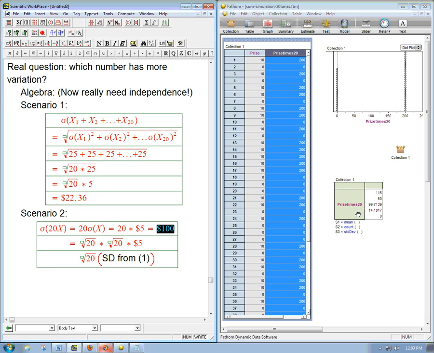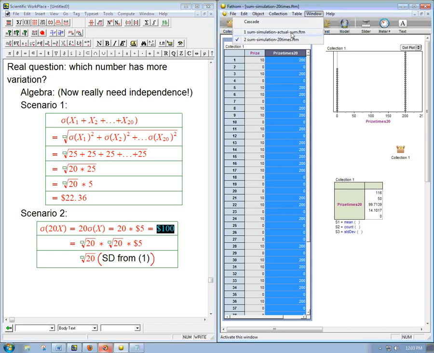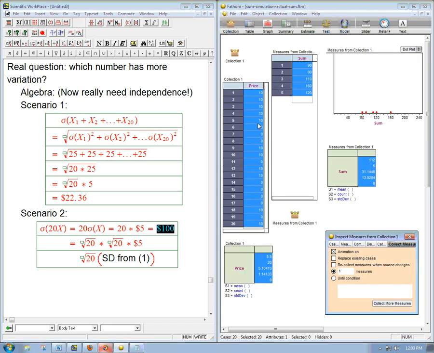The average, the mean here, is 116. Notice it's not exactly 100, which is what I would expect, but it's pretty close. Okay, so now let's look at what happens if I do the more complicated version.